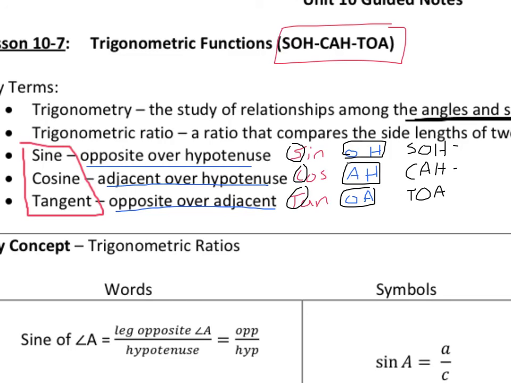So trigonometry is the first time we're going to start comparing angles of a triangle and the sides of the triangle together. And this ends Lesson 10.7, Video 1.